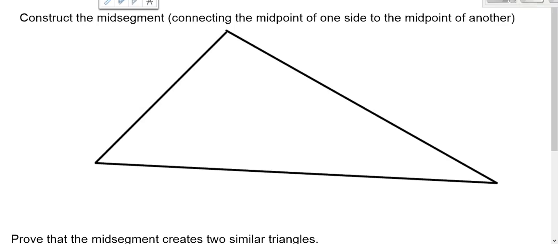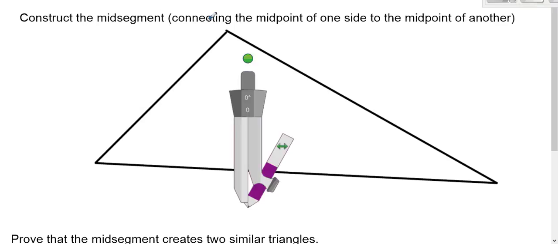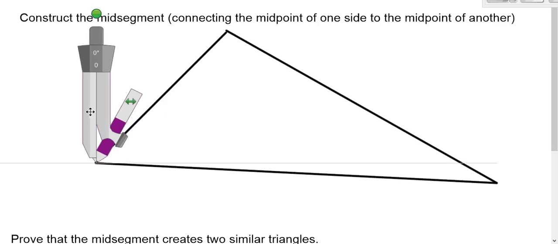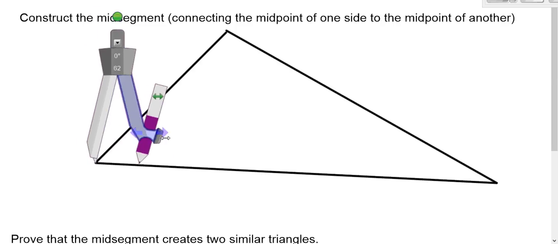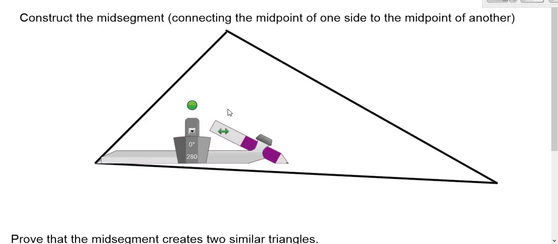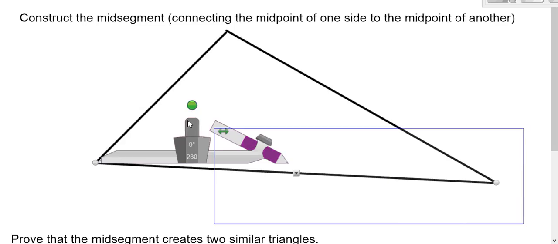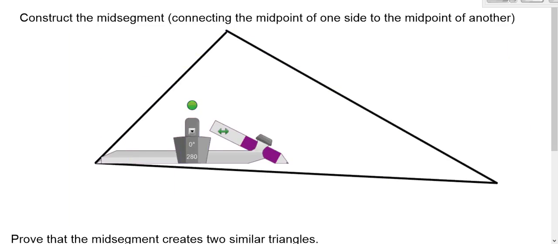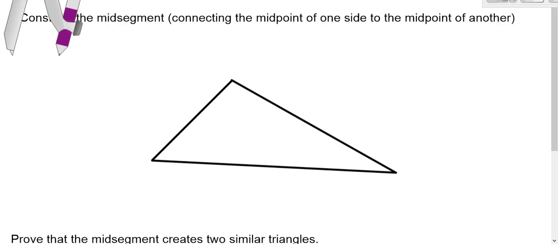So we're going to construct the mid segment, and the mid segment just goes from midpoint to midpoint. So you're going to pick two sides and find the midpoint of both of those sides and then connect them with a straight line. So let's do the bottom side here. Now remember, to find the midpoint, you stretch it more than halfway, which I don't know if I can do with this. It's less than halfway. I shrunk down the shape so I can reach it.